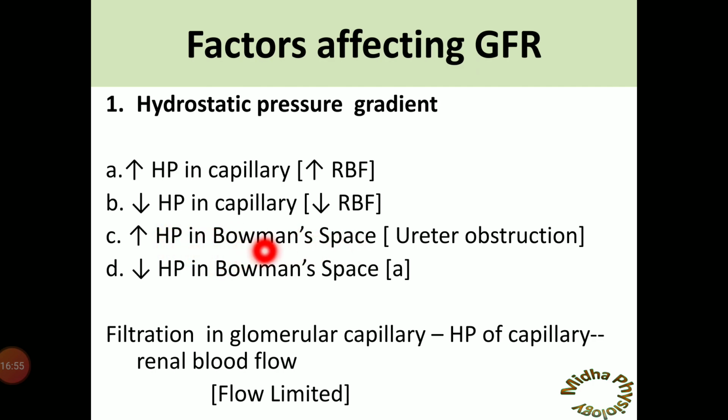Whenever the hydrostatic pressure in the Bowman's space is increased, it does not allow the filtration of the blood from the capillary into the Bowman's space, because the ultrafiltrate in the Bowman's space itself would try to go into the capillary. This condition is seen during ureter obstruction.